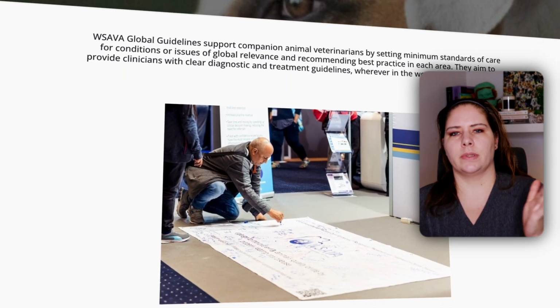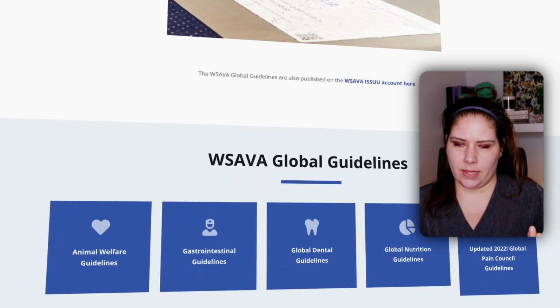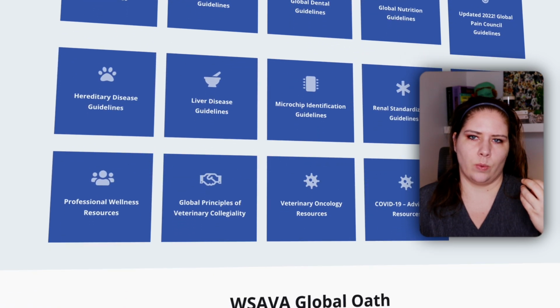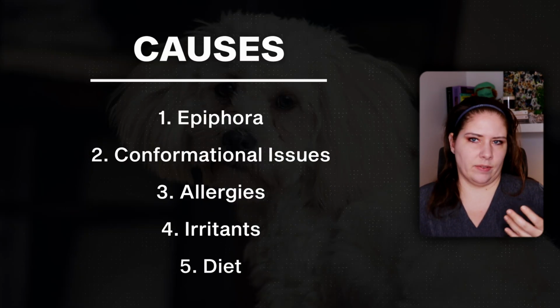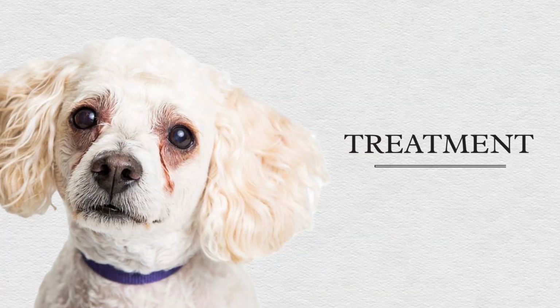I have a number of patients that were eating non-research-based diets that didn't meet WSAVA guidelines. When they transitioned over to an appropriate diet that was research-based and met WSAVA guidelines, they noted that the tear staining was dramatically reduced. I don't have a lot of research on this side of things. This is a bit of an anecdote, so take that for what you will.